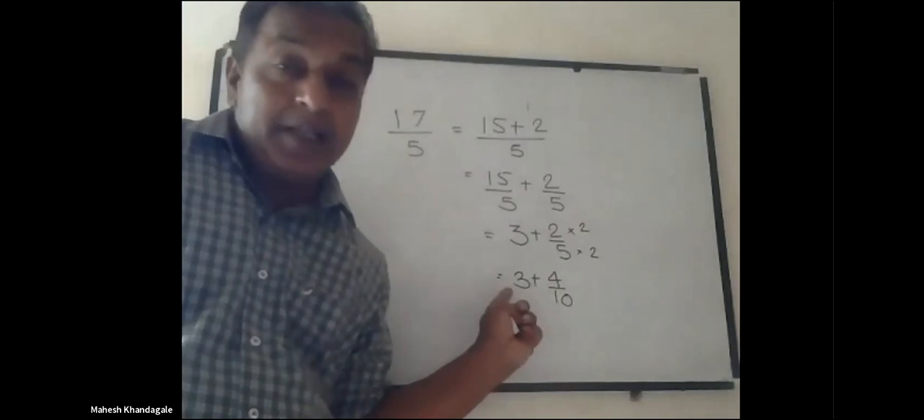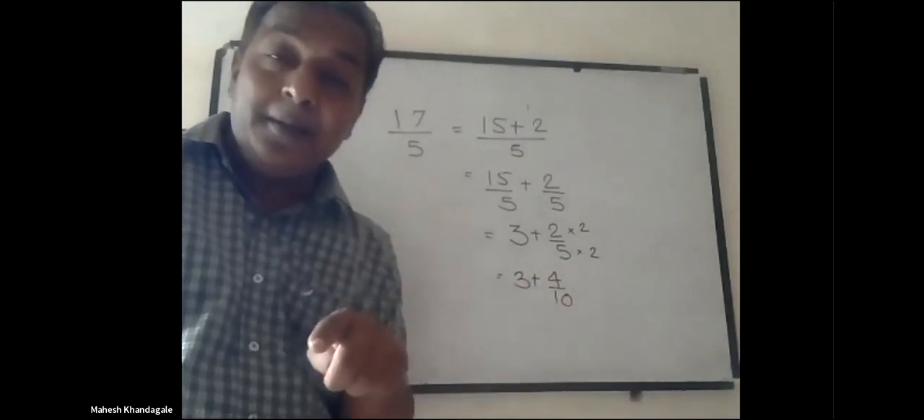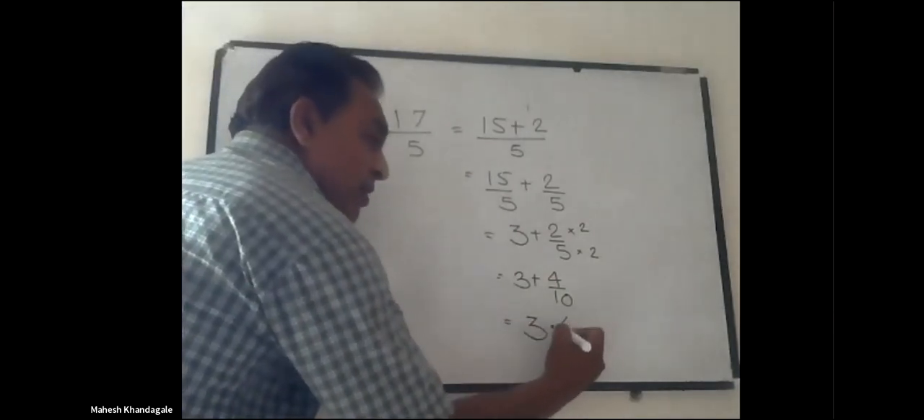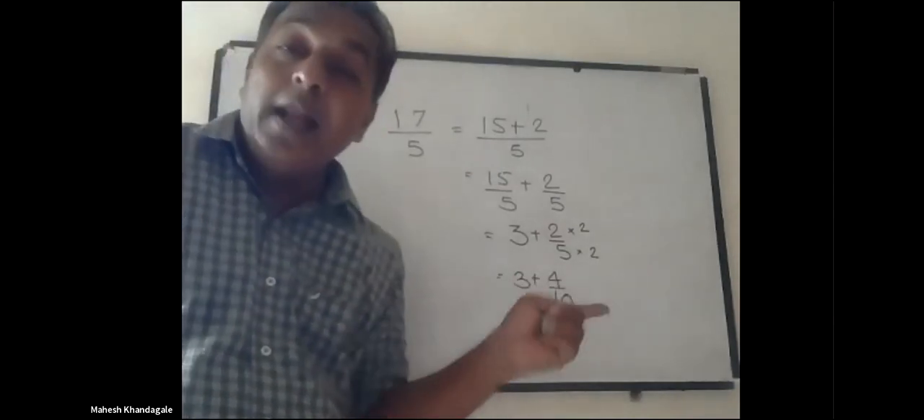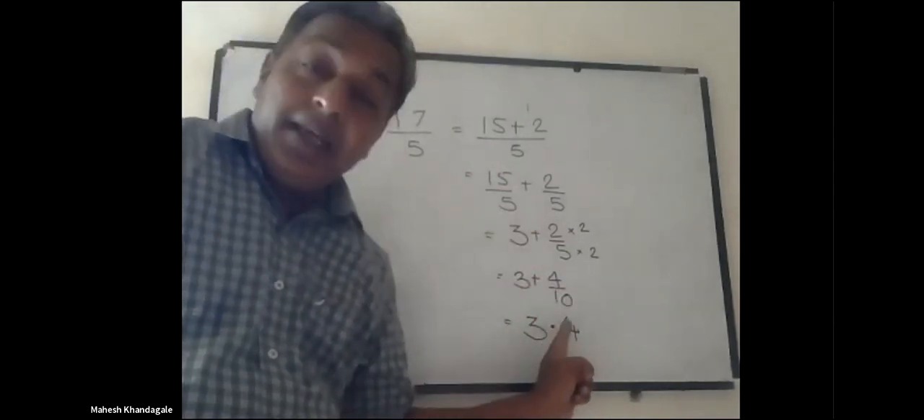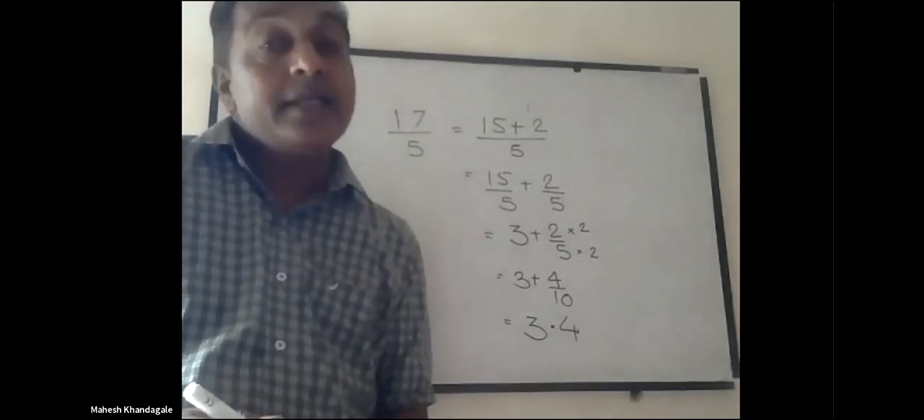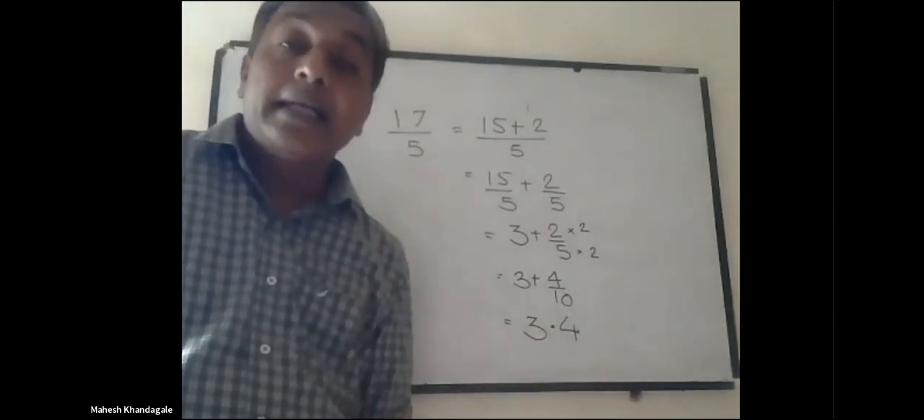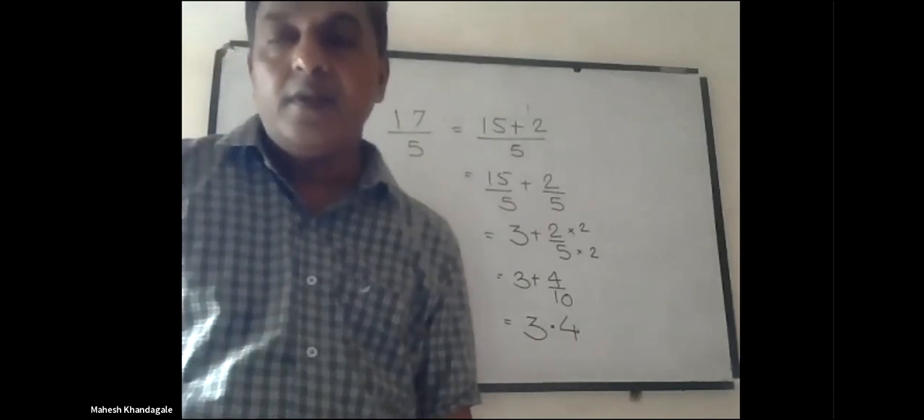So 3 has come on the units place. Where has 4 come? On the 10th place. So the decimal will now be 3.4. This is 4 tenths. So after the decimal, the very first digit will show you the 10th part. How many such parts do we need? 4. So that is 4 tenths. Understood? Clear?